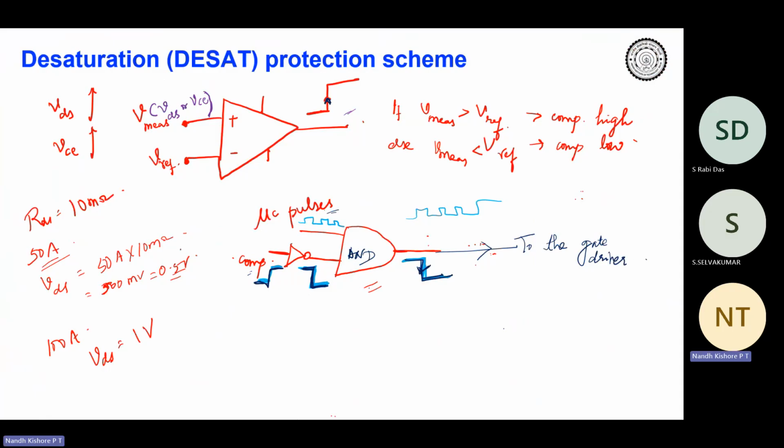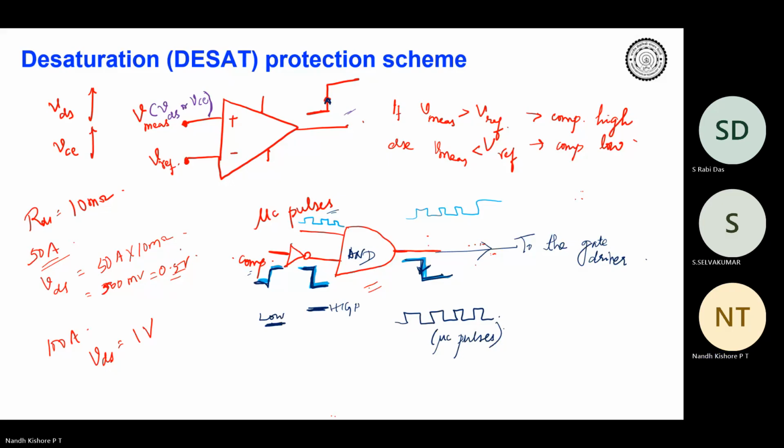And under normal operation, you can understand that the output of the comparator is logic low, and therefore the output of the NOT gate is going to be logic high. Therefore, whatever you AND with the microcontroller pulses, you will be getting the same microcontroller pulses, right? This is during normal operation. So this is logic low, and this is logic high. You get the microcontroller pulses as they are.